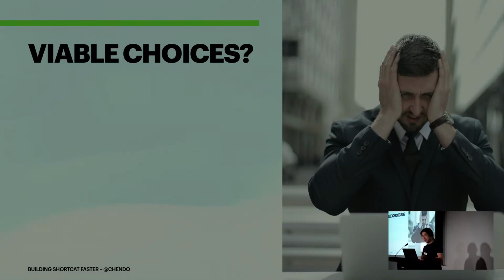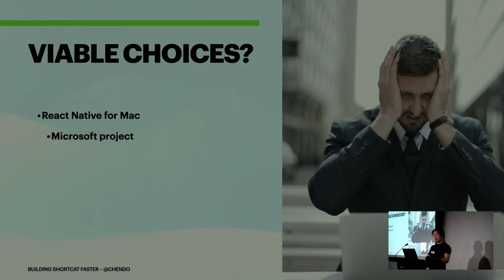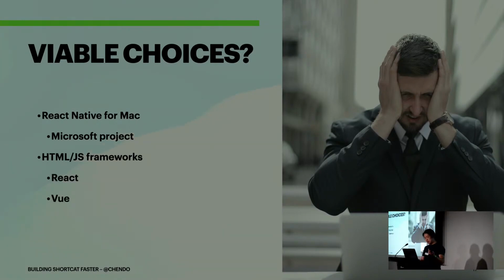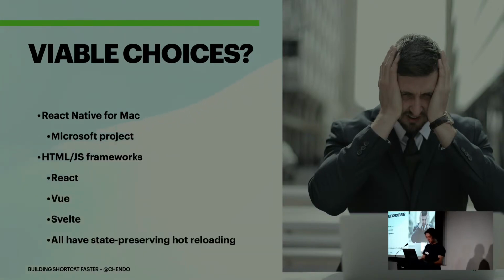The viable choices back then, I first looked at React Native for Mac, which sounds good, apart from people not liking JavaScript kind of stuff. But ultimately, I had a look and decided it was bad because it's a Microsoft project. Can anyone really trust Microsoft to maintain a React Native for Mac? I mean, I couldn't, so I just tossed that idea straight out. So ultimately, I was left with standard HTML JavaScript frameworks like React, Vue, Svelte, all of which have state-preserving hot reloading.